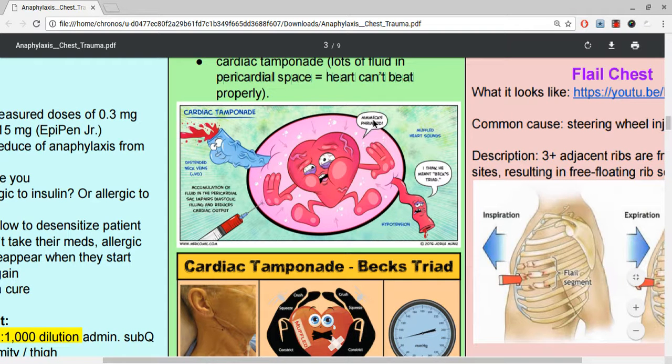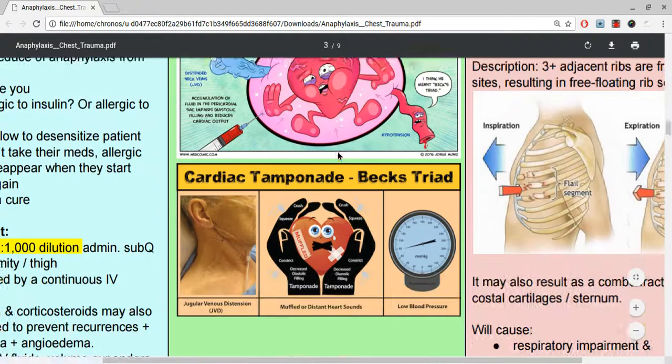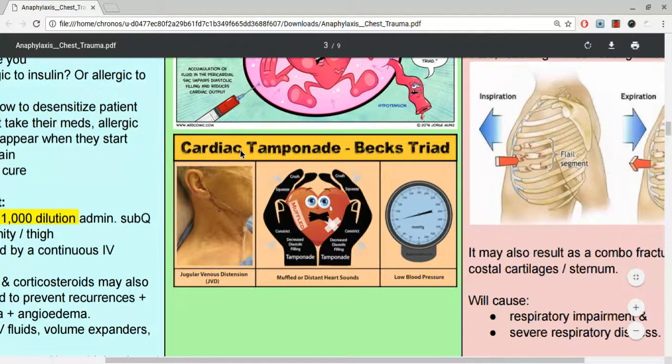And he's like, next, Priard. And this guy is basically saying, I think he meant Beck's triad. And you could have hypotension and muffled heart sounds, which is why you couldn't hear what he was saying in this picture. Okay, cardiac tamponade, Beck's triad.